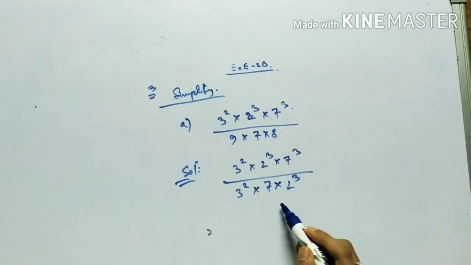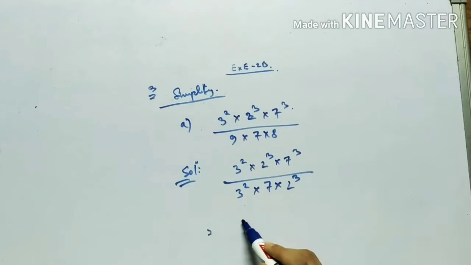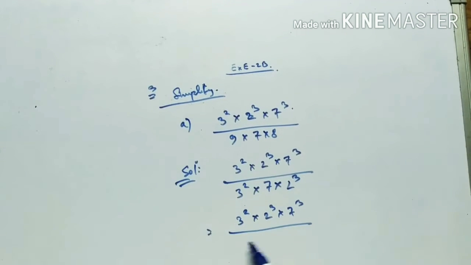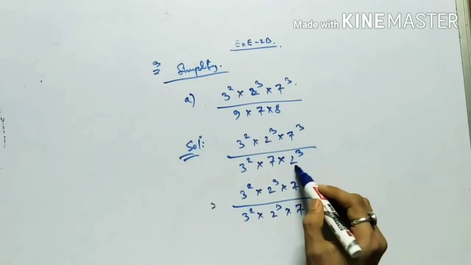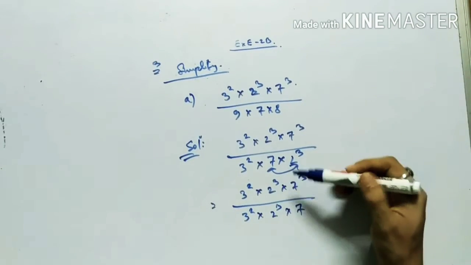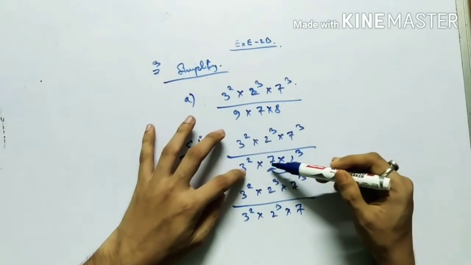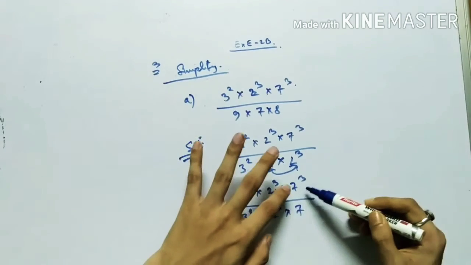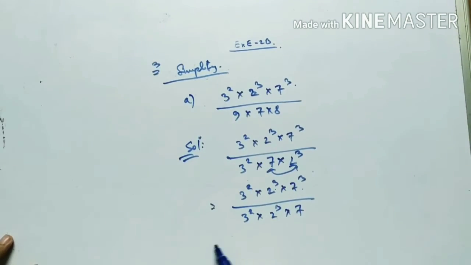Now this whole thing becomes, let me write it this way, 3 to the power 2 into 2 to the power 3 into 7 to the power 3 by 3 to the power 2 into 2 to the power 3 into 7. Just this one I am bringing to this side. Then 2 to the power 3 by 2 to the power 3, and 7 to the power 3 by 7.